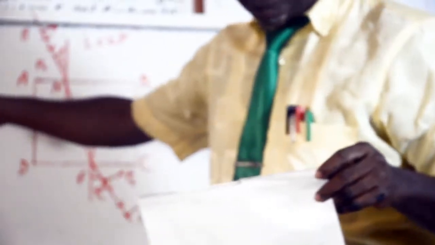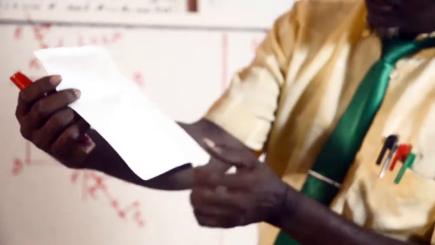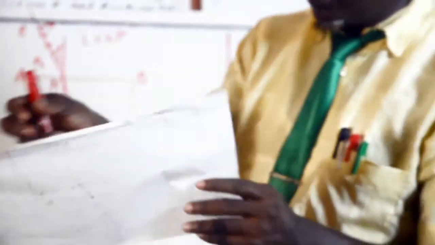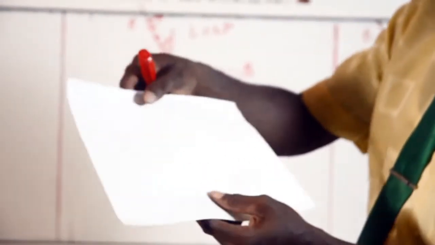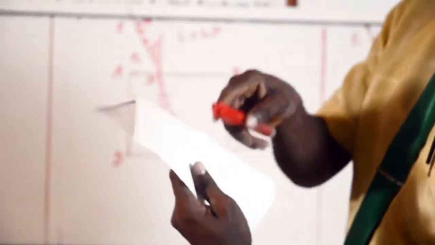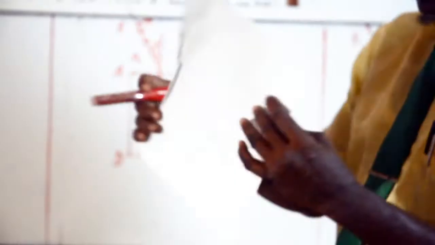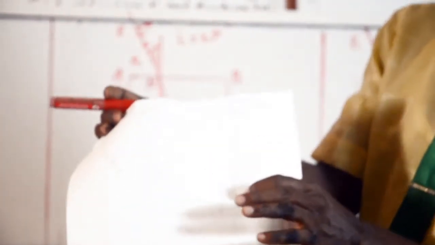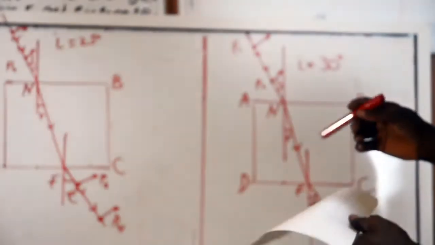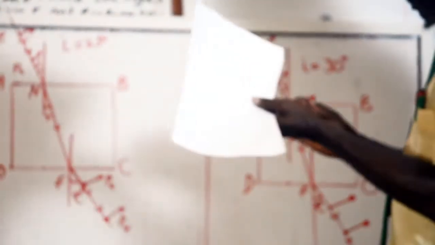I just use this one to demonstrate how you are supposed to perform the experiment. I've already performed the experiment for angle of incident 20 degrees, 25 degree, 30 degree, 35 degree, 40 degree, and 45 degree. And these are the values I was able to get. I will write the values now and use them to plot the graph.